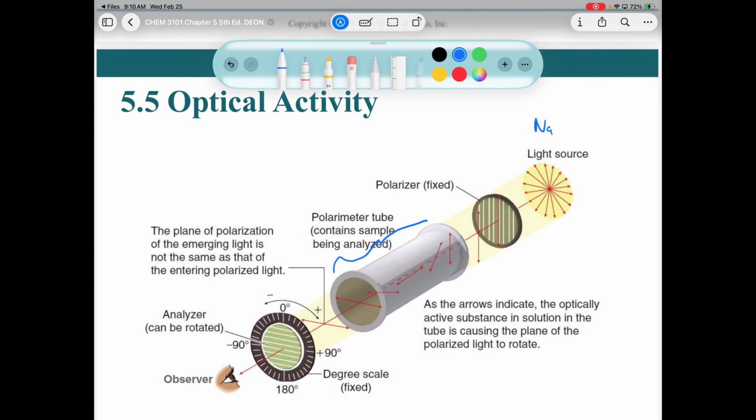You shine the light through the polarizing filter, and then the molecule, which is chiral, is going to rotate the light a certain amount. One enantiomer is going to rotate it a certain amount, and the other enantiomer is going to rotate it in the opposite direction, but in an equal amount, okay? So what you do is adjust this lens down here, rotate it until you see the light come through, and then you just measure the angle of rotation. That is all you do.